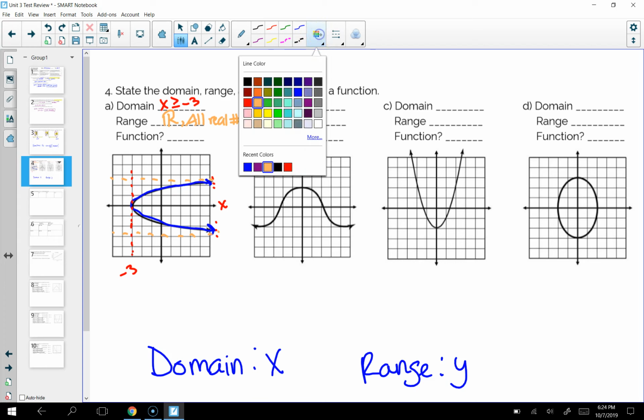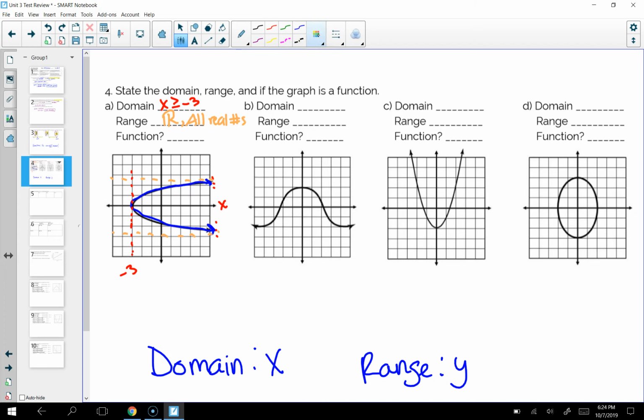Alright, next. Is this a function? Yes or no? Alright, well, can I draw a vertical line anywhere and it cross it twice? Well, boom, right there. It hit it 1, 2 times, so that means this is not a function.